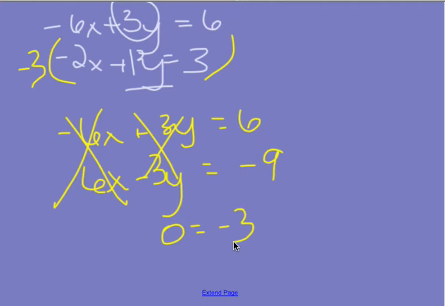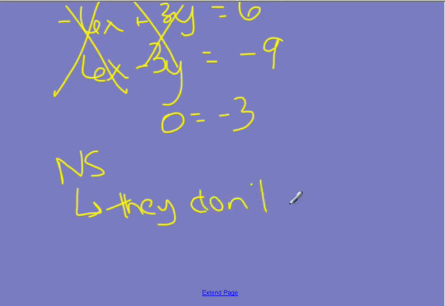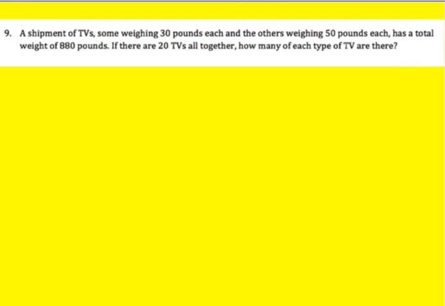So what I have here is a no solution situation. So I have no solution because I don't have a true statement. Well, what does that mean in terms of the problem? That means that they don't cross each other. So they're actually walking parallel to each other. Okay, so that's the answer for number 8. Next, let's take a look at number 9.